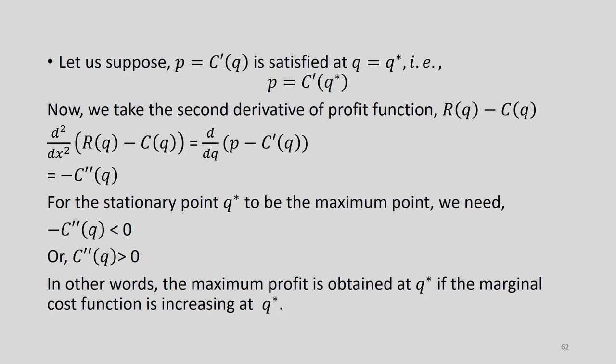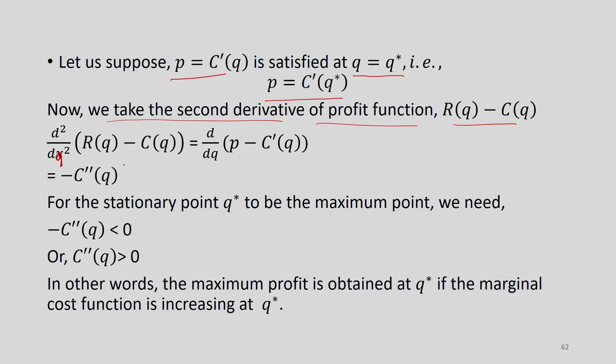And let us suppose that this condition, the necessary condition, is satisfied at a particular output level given by q star. Q is equal to q star is that output level at which this condition is satisfied, and we are implicitly assuming that this q star is unique, that is, there is a single output level at which this condition is being satisfied. Now, this only gives us a stationary point. It does not tell us whether the profit is getting maximized or minimized. And to get a hang of that, we take the second derivative of the profit function r q minus c q. This should be q, not x.